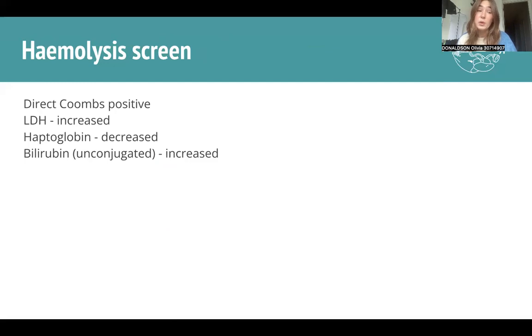If it's an autoimmune hemolytic anemia, so there are antibodies that are causing the destruction, you're going to be direct Coombs test positive. However, in any other hemolysis, like any other hemolytic anemias really, you'll get a high LDH, a decreased haptoglobin, and an increased unconjugated bilirubin.